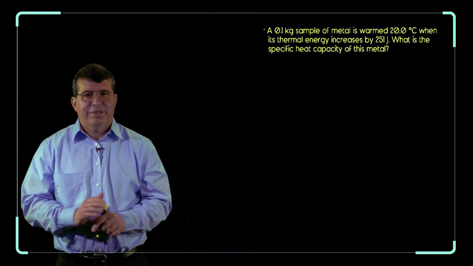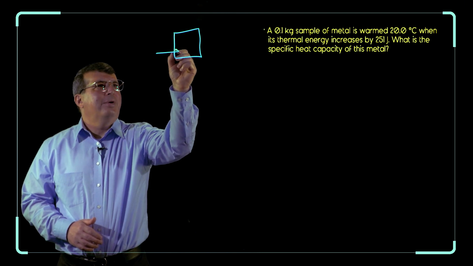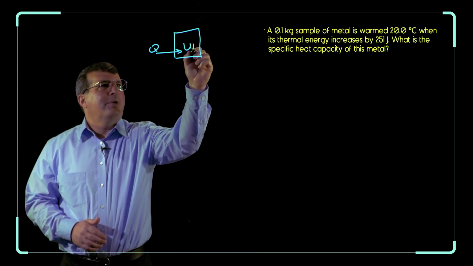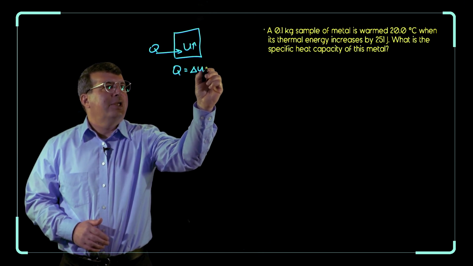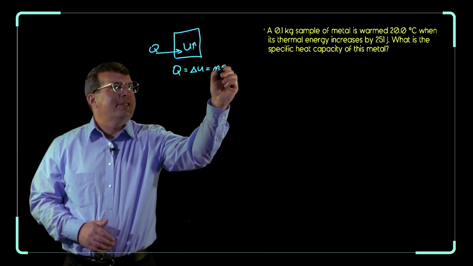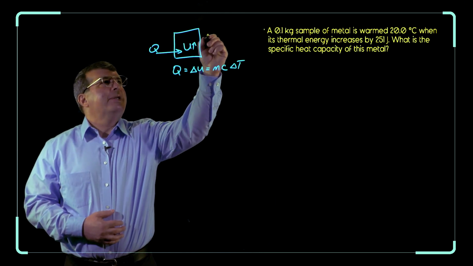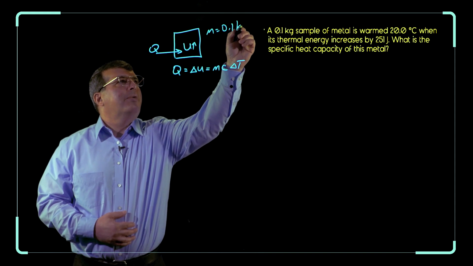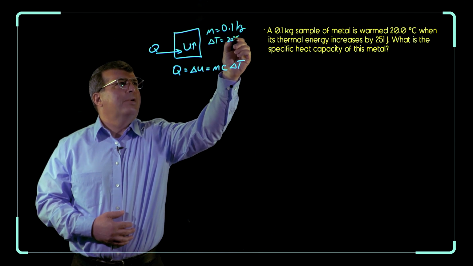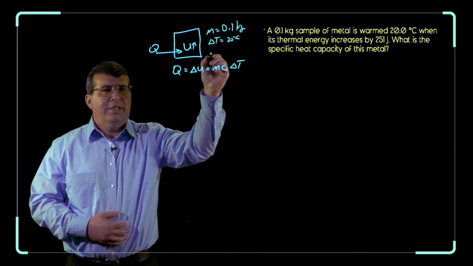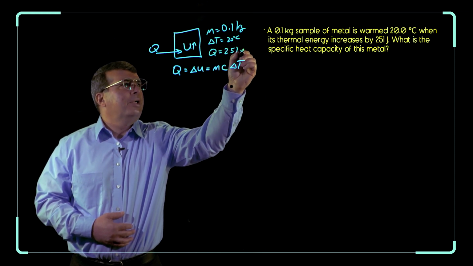Okay, we're going to work this just like we worked the rest of them. We have a box representing the energy of the metal. We have heat coming in, thermal energy increasing. The heat is equal to the change in thermal energy, and the change in thermal energy is equal to mass times specific heat capacity times change in temperature. The mass is 0.1 kilograms. The change in temperature is 20 degrees Celsius, and the heat is 251 joules.